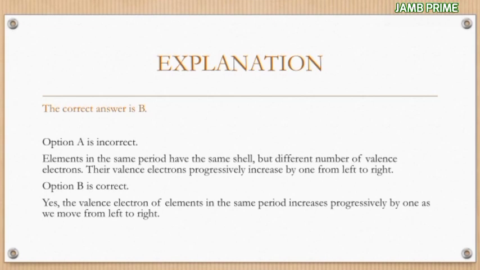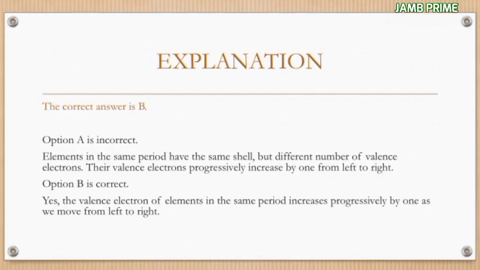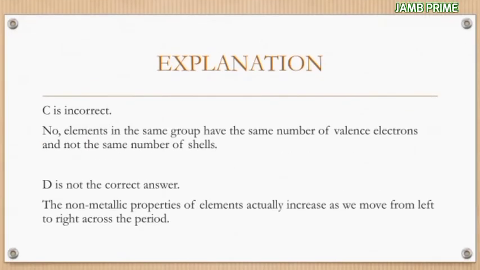So option A is actually incorrect. Elements in the same period have the same shell, but a different number of valence electrons. Their valence electrons progressively increase by one from left to right here. So option B is actually correct. The valence electron of an element in the same period increases progressively by 1 as we move from left to right. So C is actually wrong.